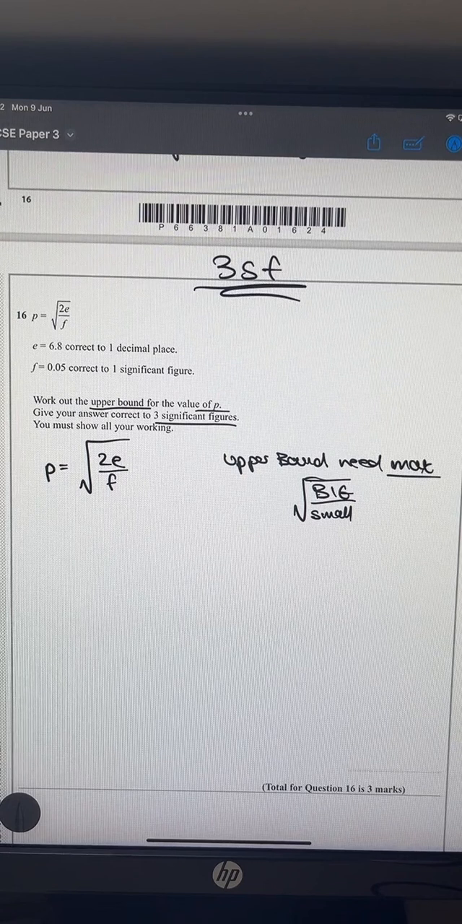It's all about error intervals and rounding, so you need to be good with that. Sometimes they could just give you a nice simple 2 marker. What is the error interval? Or they could give you this where you have to apply it a bit more. So I need a big number over a small number.